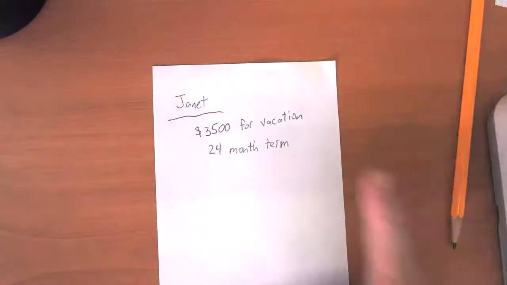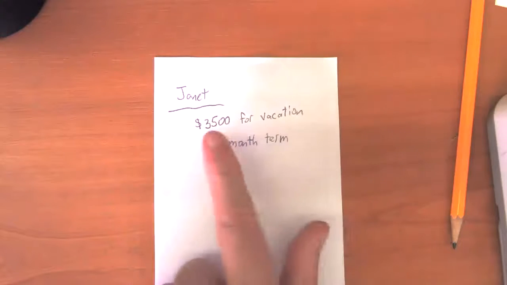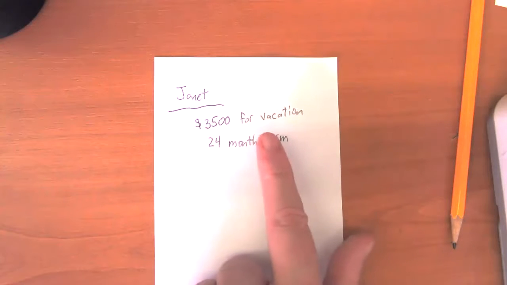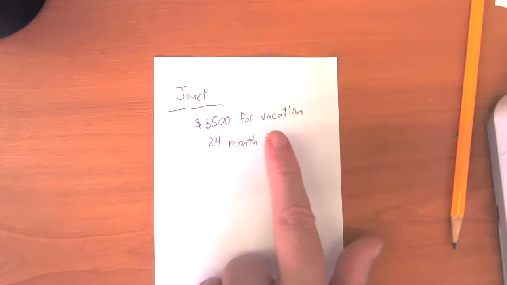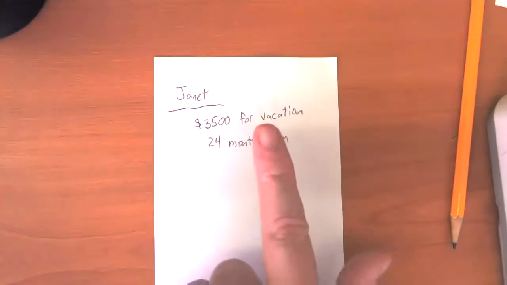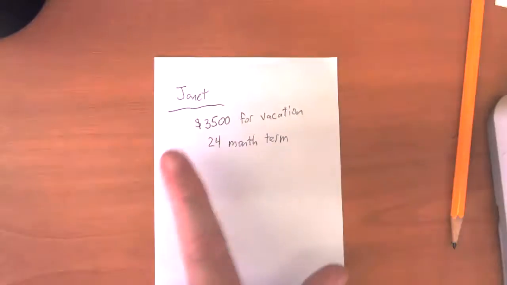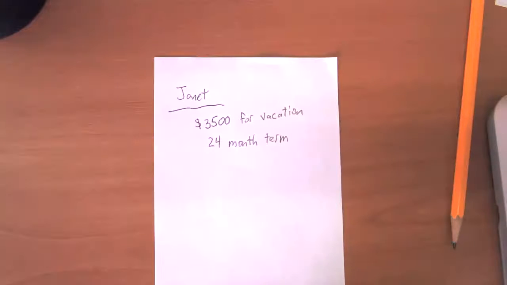Well, this is an unsecured loan because there's no collateral here. If Janet doesn't pay off this loan, they can't come and take the vacation away from her. She's already had the vacation. So this money is gone. So based on this, do you think she's going to get a good interest rate or a not so good interest rate?